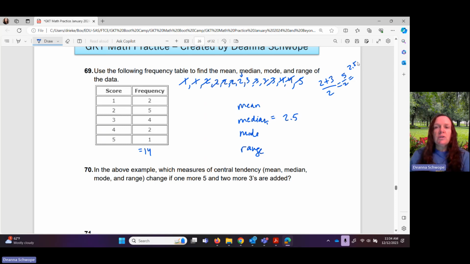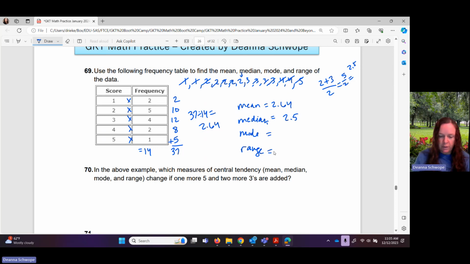The mean, you could just go and add all of those up. You can also use the frequency table, with a multiplication sign: the score 1 happened 2 times, that is 1 times 2 is 2, 2 times 5 is 10, 3 times 4 is 12, 4 times 2 is 8, 5 times 1 is 5. If I add them up, I get 37. And I already said that there are 14 of them. So if I go 37 divided by 14, we're finding the mean, it comes out to 2.64.